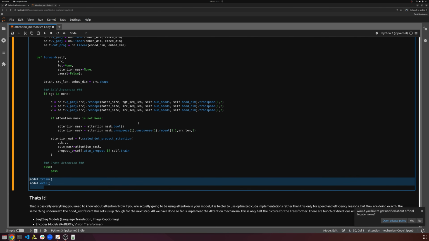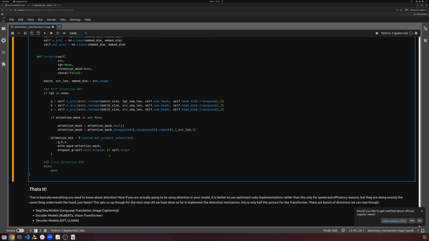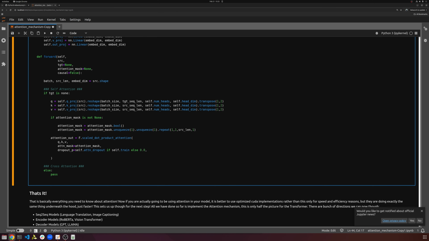And then the submodules like batch normalization, dropout, and stuff, take a look at self.train to decide, am I in training mode? So should I be doing something? Or am I in evaluation mode? So should I not be doing anything? So we want dropout if it's training, else it's just 0.0. If we're not in training mode, then we have no need to do it.